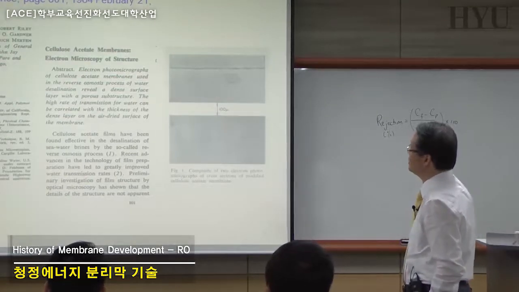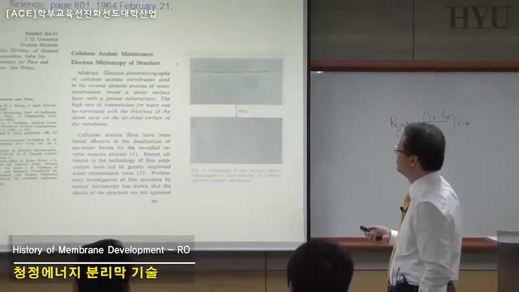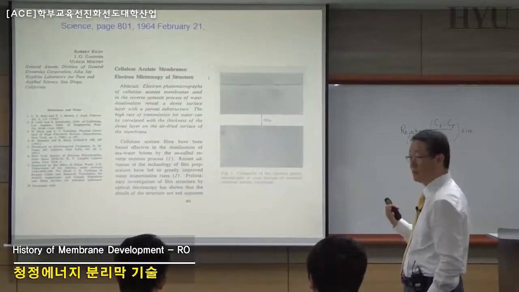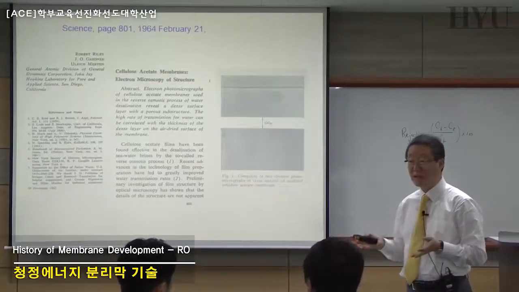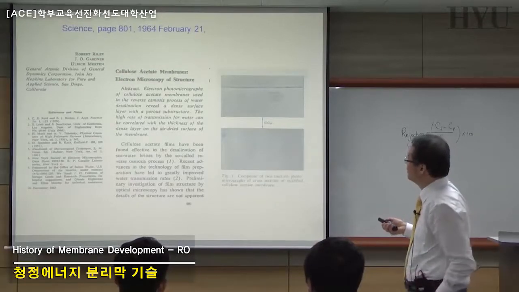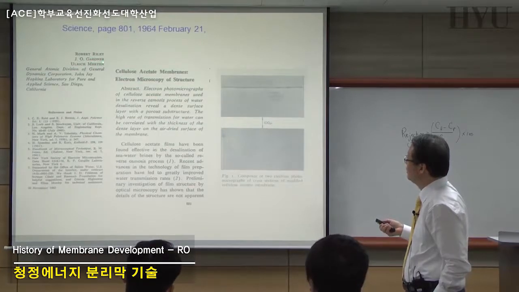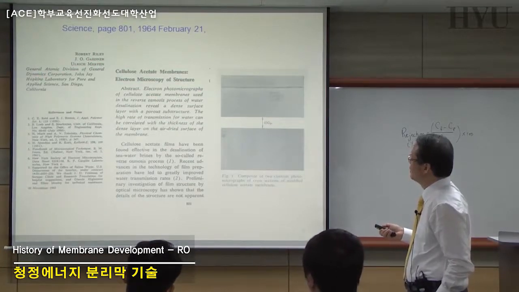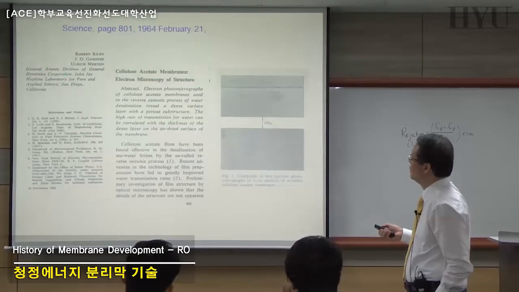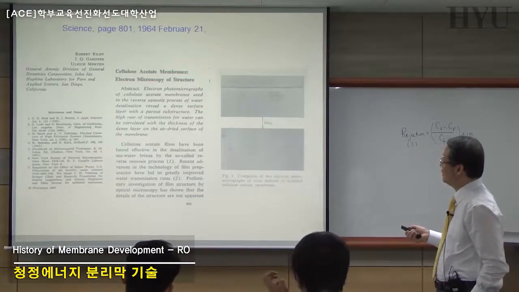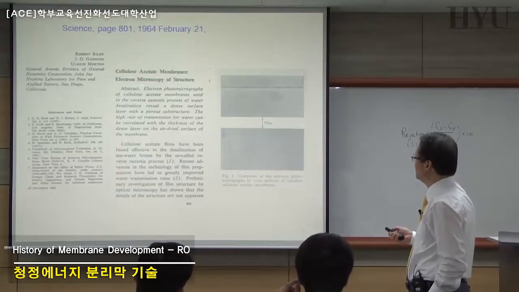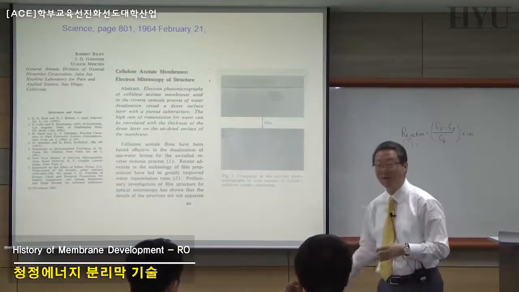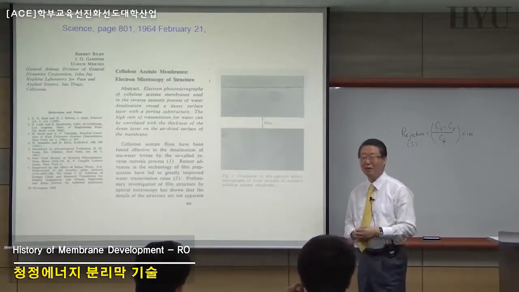And in 1964, this is the first paper that appeared in Science, as I discovered. This is a letter to the editor. This is not an article. Okay, letters to the editor, and the authors are Riley, Garner and Morton. They were all at the General Atomic Division of the General Dynamics Corporation in California, located in San Diego. What they have done is investigate the cellulose acetate membrane, the Wright and Breton cells, that membrane, with electron microscopy. Well, this is very funny right now because it's very easy, you know. You can do that.